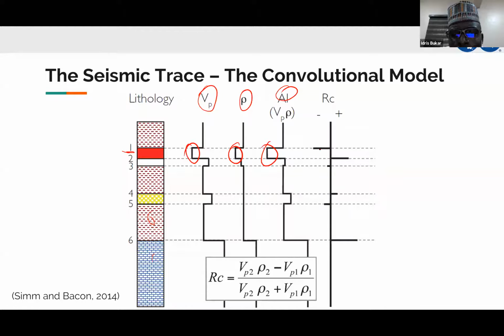So you get some negative, some positive, and interestingly also here, remember what I said about the limestone usually being a hard kick whenever we encounter it going from a shale, because it's a stiffer rock. See, it's higher in P wave velocity, it's higher in density, and then we get a higher value for acoustic impedance.